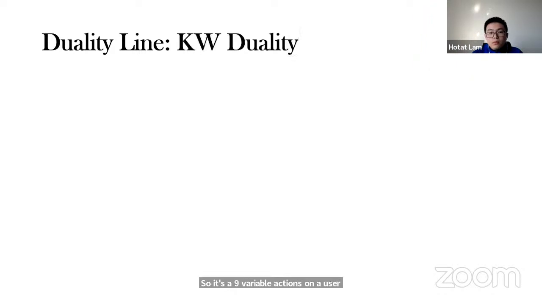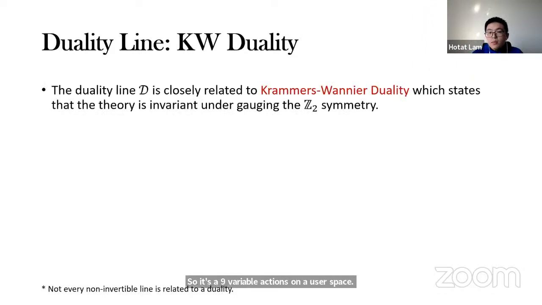It turns out that this duality line is closely related to the Kramers-Wannier duality in the Ising model. Kramers-Wannier duality says that in Ising models, the low temperature phase and the high temperature phase are related by duality. In particular, at the self-dual point, which is where the Ising CFT sits, this becomes a self-duality of the Ising CFT. The precise statement of this self-duality is that the Ising CFT is invariant under gauging the Z2 symmetry. This is the precise statement of Kramers-Wannier duality.